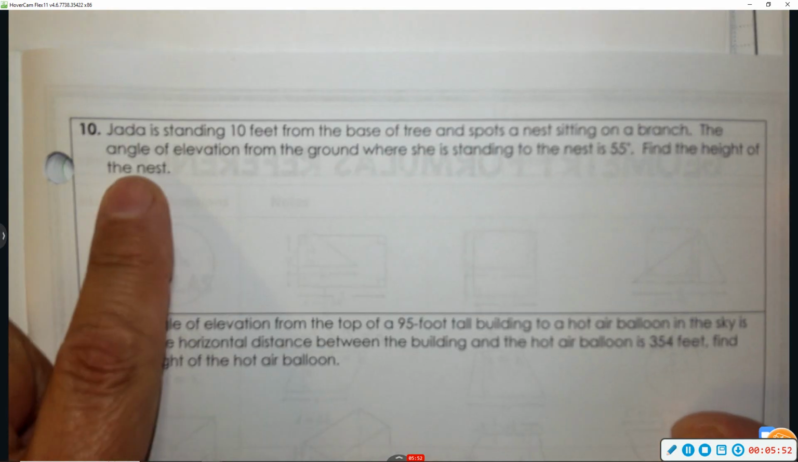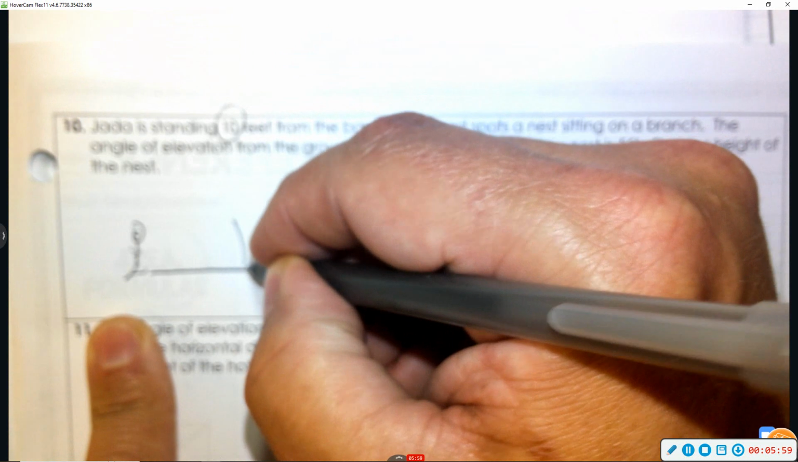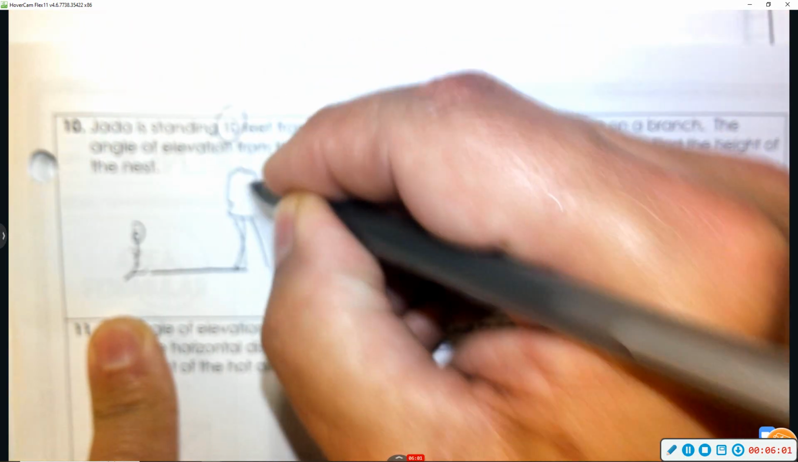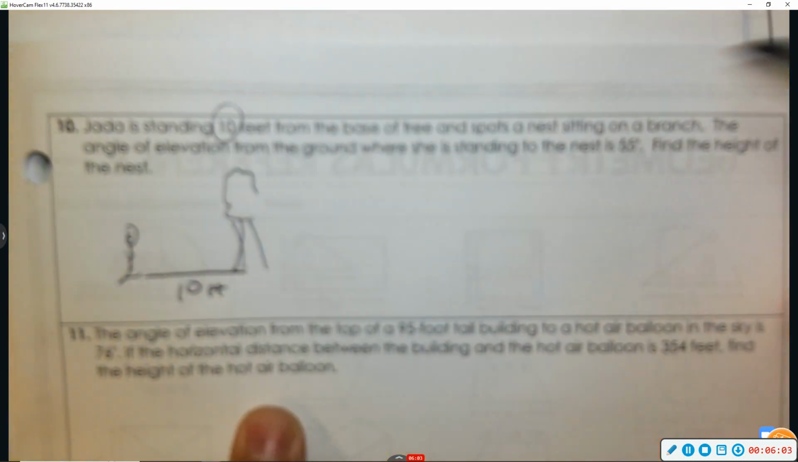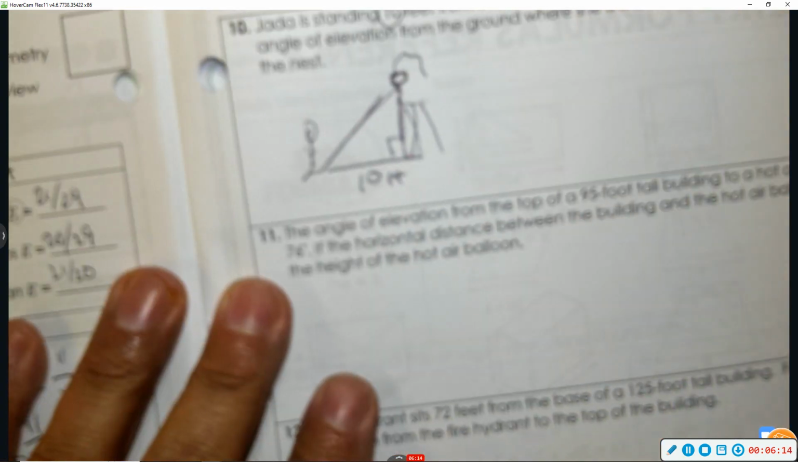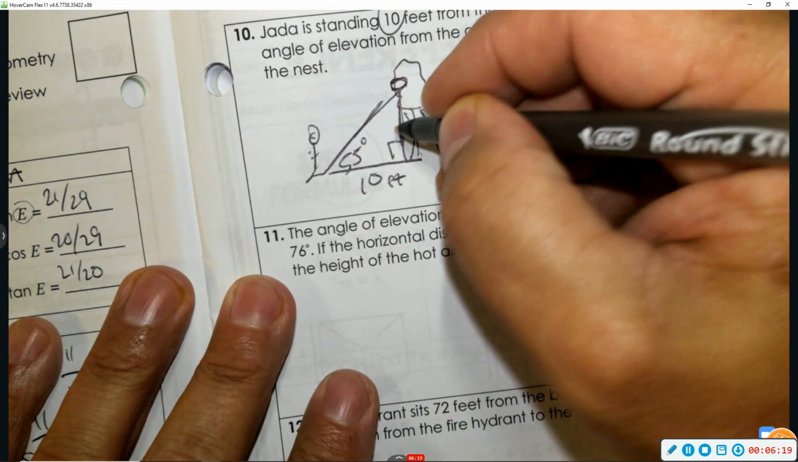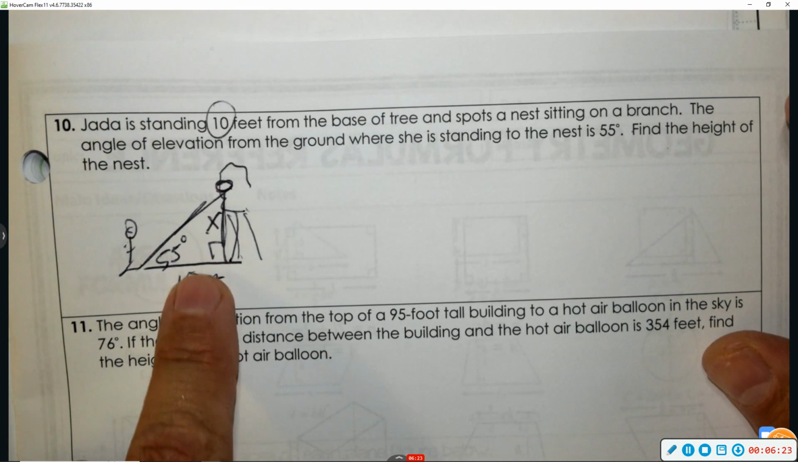So Jada is standing 10 feet from the base of a tree and spots a nest from the ground where she's standing, and the angle to the nest, there's my right triangle, that angle of elevation is 55. And the question is, find the height of the nest up there in the tree.